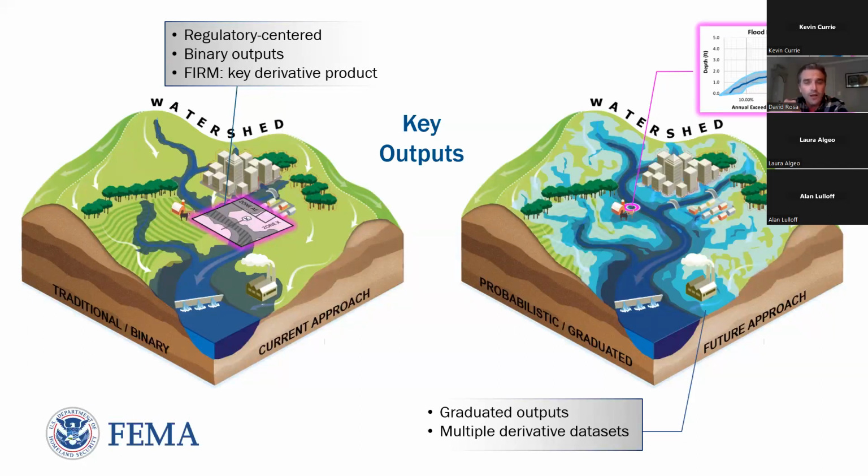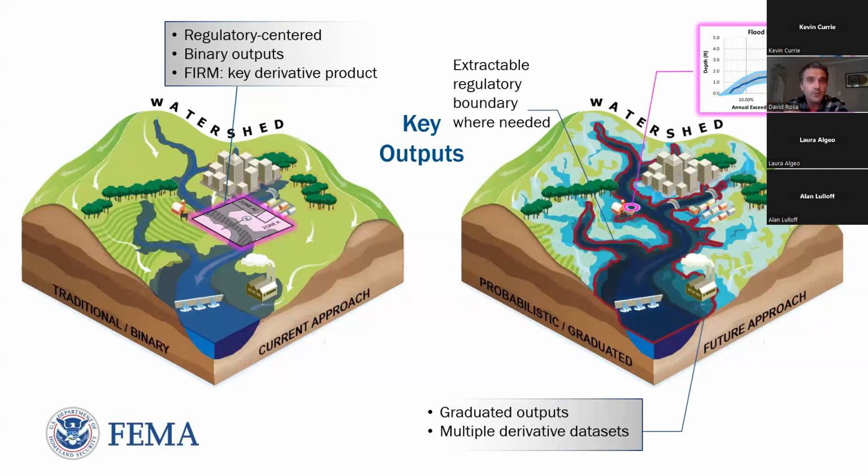And then we can also derive multiple derivative products. We're not just focused on that regulatory product. We're creating data that can be derived for a wealth of products, and that includes, next slide, I believe, being able to extract a regulatory boundary where needed, because that median 1% annual chance flood inundation boundary is within that more comprehensive data set that we're producing.